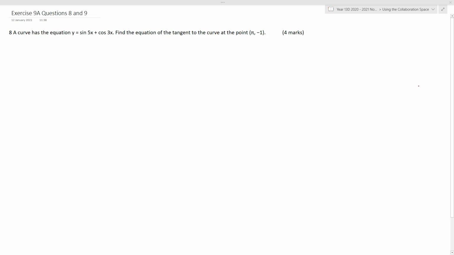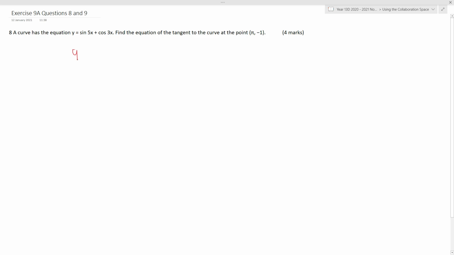Okay, so question number 8. We've got a curve with the equation y equals sine of 5x plus cos of 3x. Find the equation of the tangent to the curve at the point pi, minus 1. Okay, so this brings in some of the work we did last year.